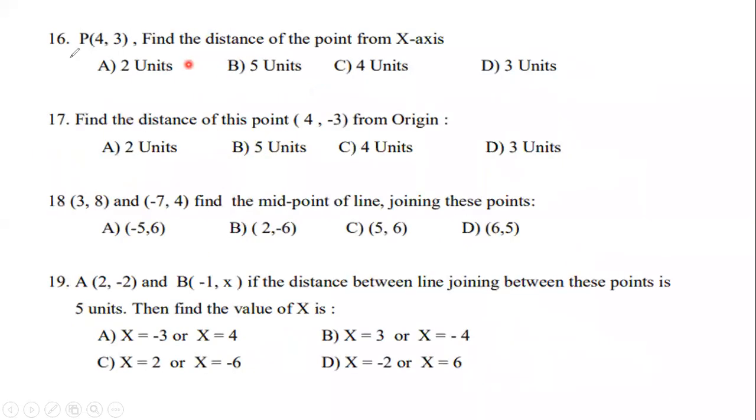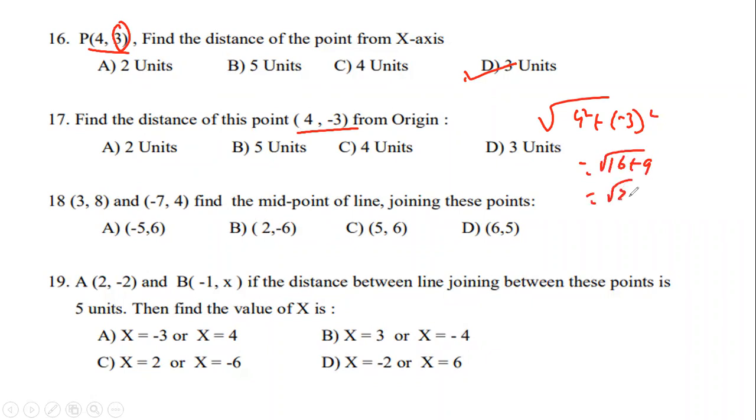16th question. P of 4, 3. Find the distance of the point from the x-axis. From the x-axis means you need to pick the y value. So 3 units. Find the distance of this point 4, 3 from the origin. So 4 square plus minus 3 whole square. 4 4s are 16 plus 3 3s are 9, which equals 25. Means 5 units. Which option is right? Option B is correct.